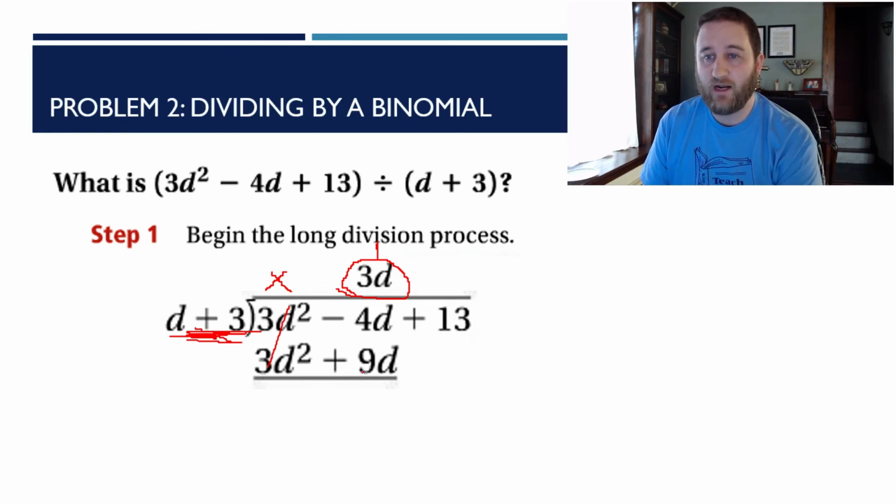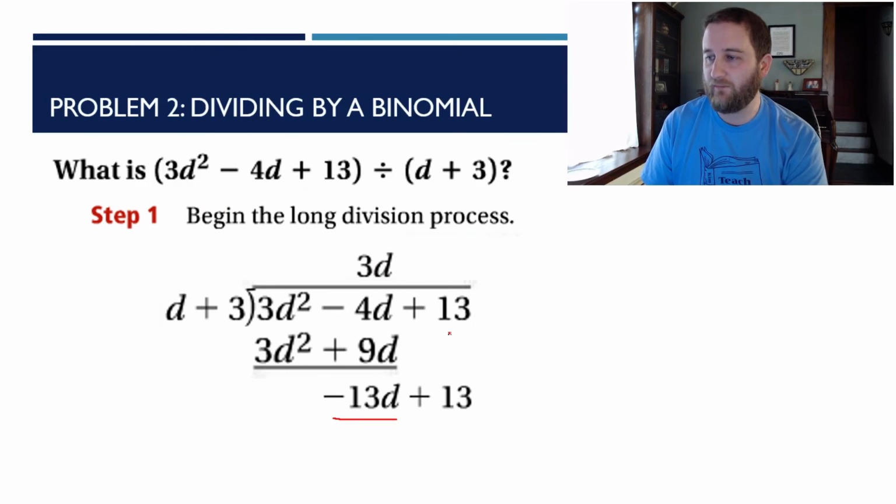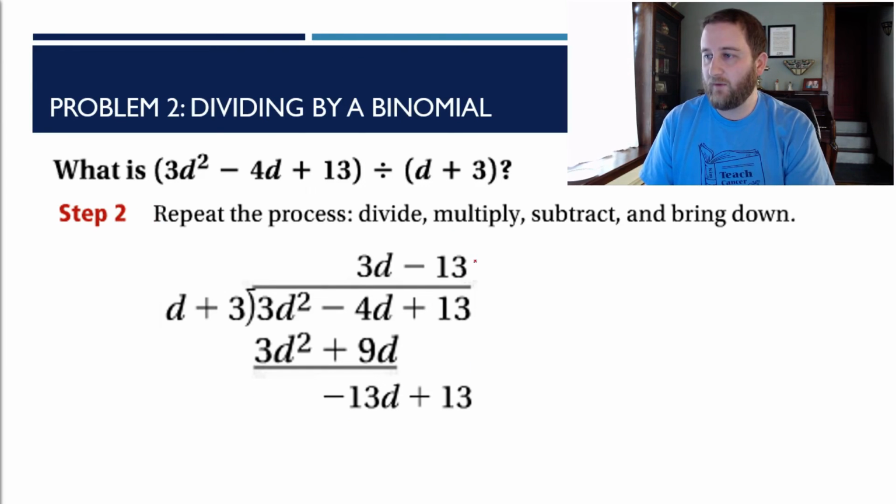And then we're going to subtract them, negative 4d minus 9d. When we do that, we get negative 13d. Then, just like regular long division, we're going to drop down the plus 13. Now we want to see how many times d goes into negative 13. Again, you're just looking at the first terms here and seeing how many times they go into each other. So d goes into negative 13d, negative 13 times. So I'm going to put negative 13 right up here, and then we're going to multiply.